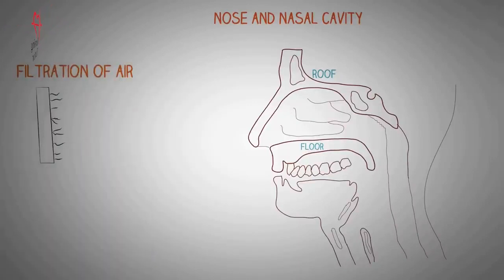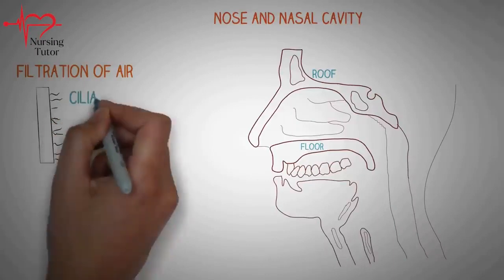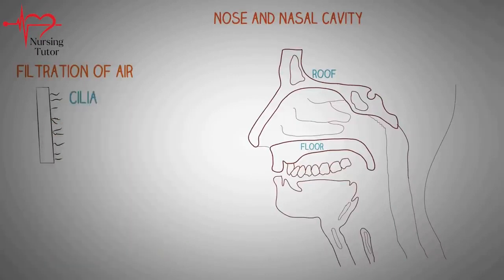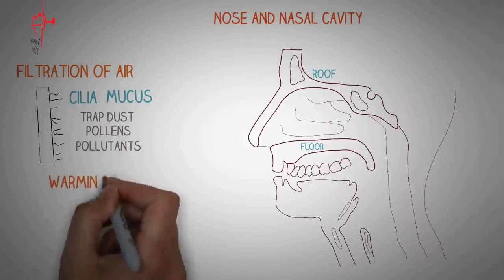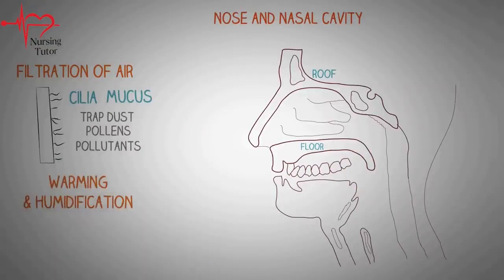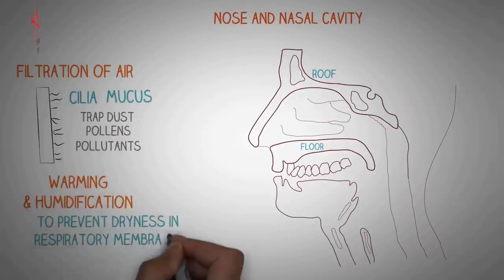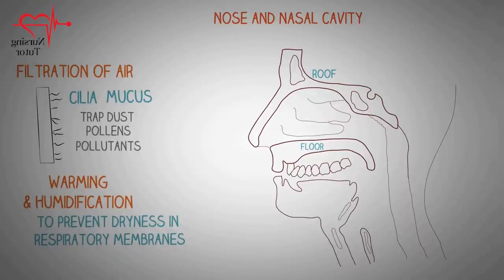This is made possible by small, minute, hair-like structures present in the nasal cavity called cilia. The filtration of air is also facilitated by the mucus which is secreted by the nasal walls. This traps dust, pollens, as well as other pollutants present in the atmospheric air. The other job that the nasal cavity performs is warming and humidification of the air, which prevents dryness in the respiratory membranes.